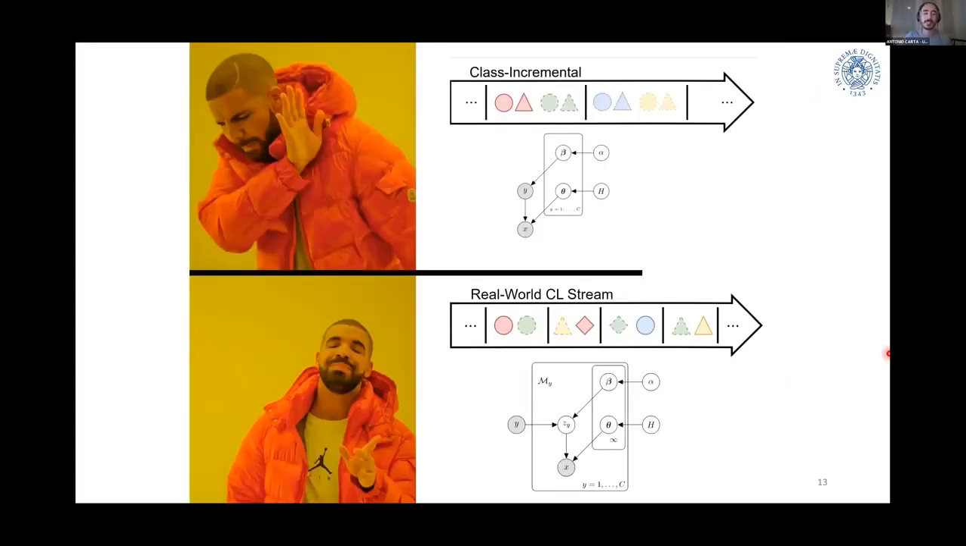I want to close with this slide, which sums up our idea: avoid class incremental settings and use real-world streams. Thank you for your attention.